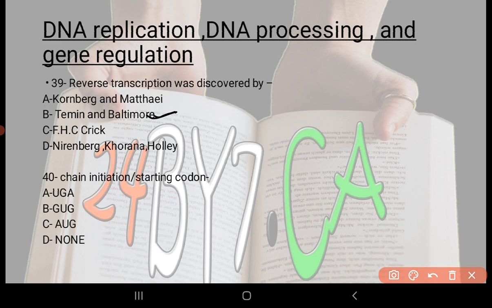Okay. Next question. Chain initiation or starting codon is option A. UGA, option B. GUG, option C. AUG, or option D. None. So the right answer will be option C. AUG. Next question.